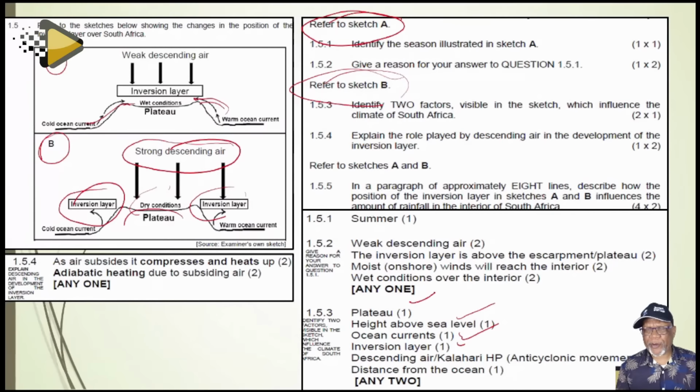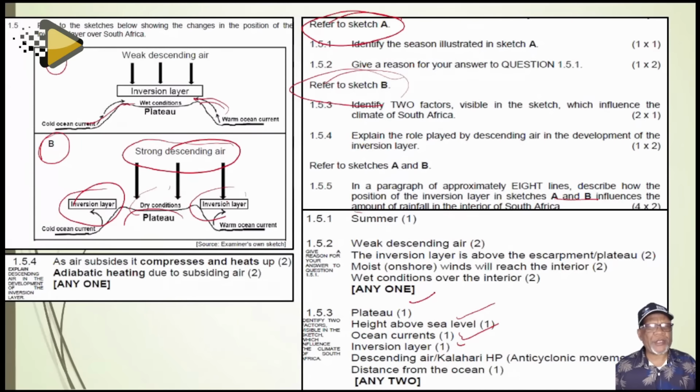In a paragraph of approximately 8 lines, these are the questions that nobody should ever leave. You should never leave these questions. They say, describe how the position of the inversion layer in sketch A and B influence the amount of rainfall. Just by looking at this, sketch A is above the escarpment, so there's going to be more moisture coming into the interior, more condensation, and more rainfall.